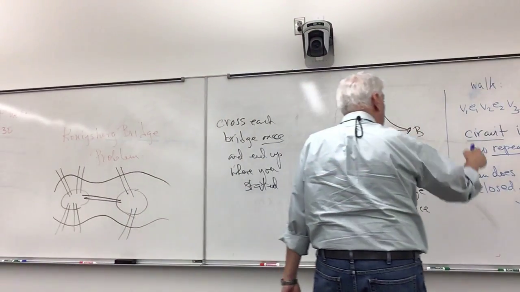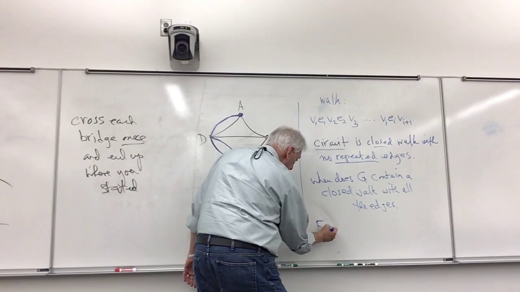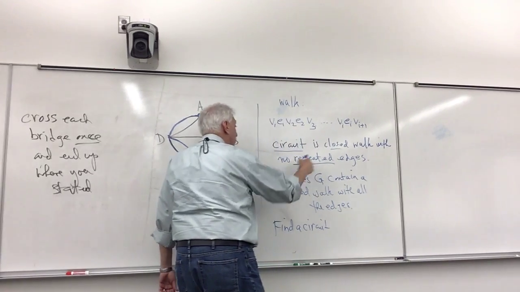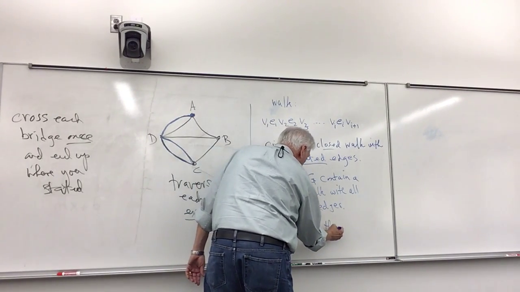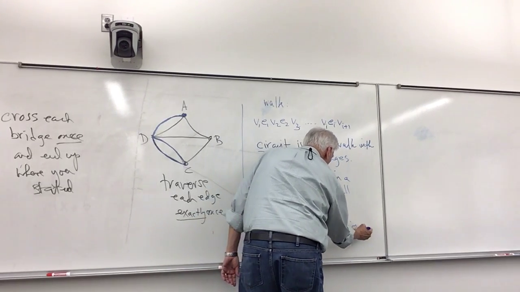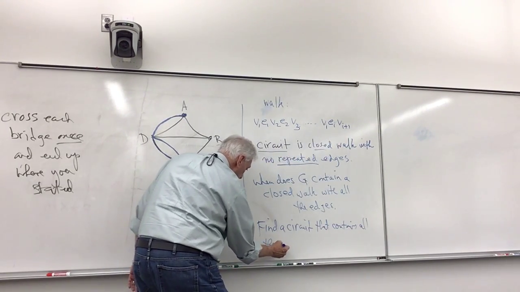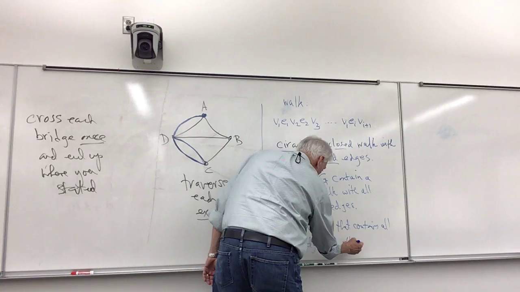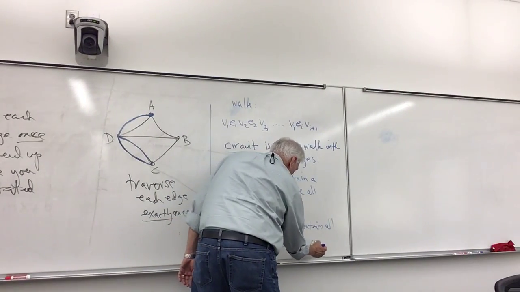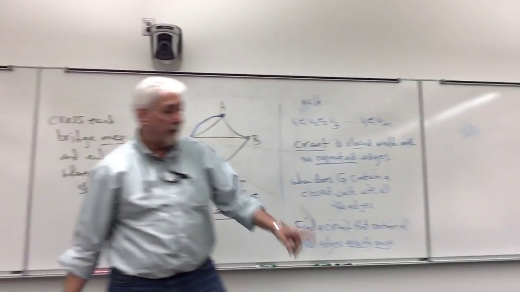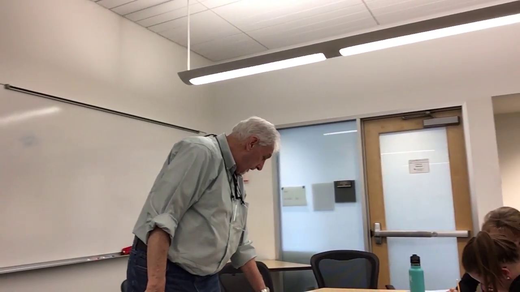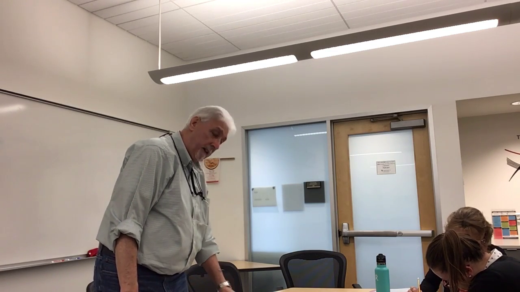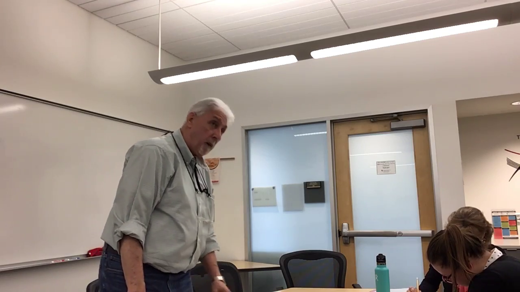So find a circuit, so it doesn't have any repeated edges, that contains all the edges. So all the edges, and that would necessarily be all the edges exactly once. I'll rewrite it, but it's redundant. Okay, so you're looking at the problems on page 166. Again, for practice, you might want to look at 4.1.1, and then 4.1.2, and then 4.1.3.